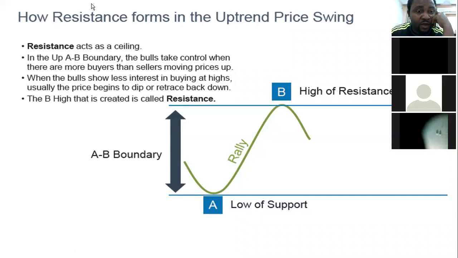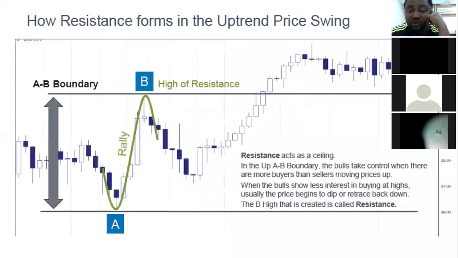I think we are now increasing in number in the house. So resistance and support is very much needful. You have to know it. It is a game, it involves your eye. You have to train your eye to identify support and resistance. You must be able to see a support level and a resistance level.